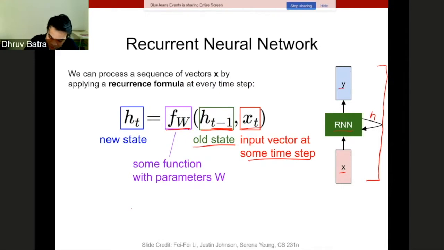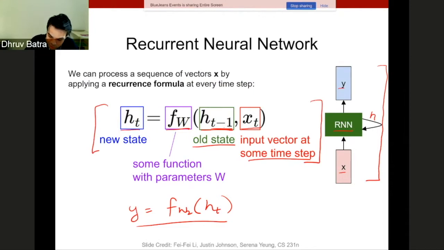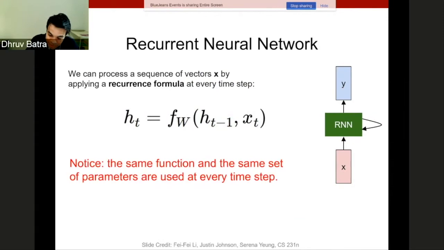We will also define y as some fw2 of ht. We will also have this function, but this is not the tricky part. The recurrence relationship is going to be that ht is some function w of ht minus 1 and xt. If you think about it, the simplest possible way of constructing this function is matrix multiplication and tanh or sigmoid or ReLU, the kinds of things that we've been seeing in MLPs, right? And that's what we will write this as. And notice the same function and the same set of parameters are used at every timestamp. That is the parameter sharing argument that we've started with.